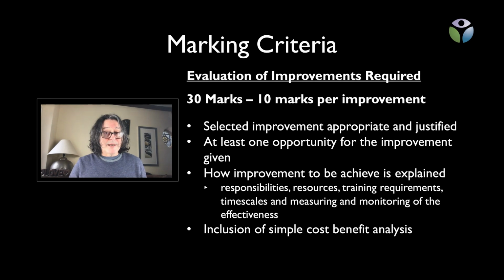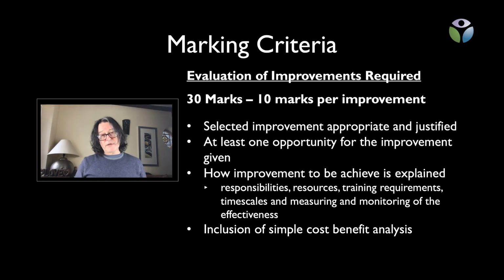The second part of the main body is the evaluation of the improvements which are required. This is worth 30 marks in total. Each improvement of the 3 is worth 10 marks. Your content for each of those improvements is going to be determined on the following. The improvement that you've selected is appropriate and has been justified in terms of priority. At least one opportunity for the improvement is given.